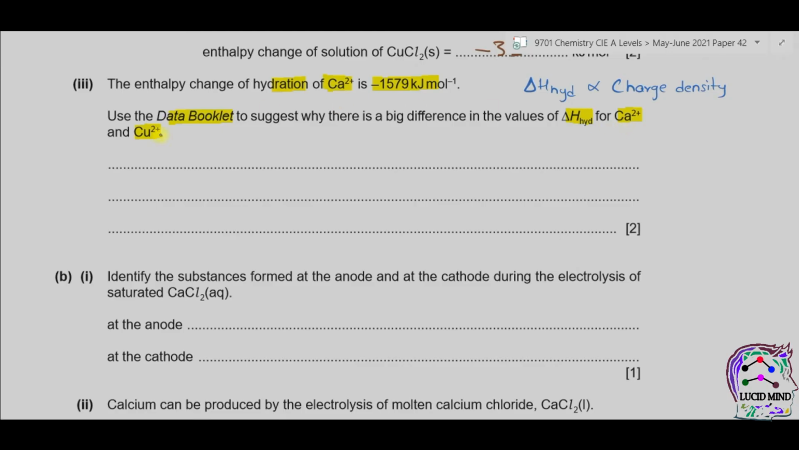Let's compare these two, calcium 2 positive and copper 2 positive. Both are present in period 4 of the periodic table. The atomic number of calcium is 20 while that of copper is 29. So the number of shells remains the same in a period, but the number of protons is increasing, so the number of electrons is also increasing. Therefore along the period, size decreases. When the charge is the same and the size is smaller, it means charge density increases.